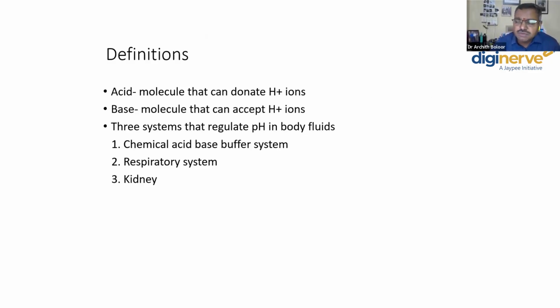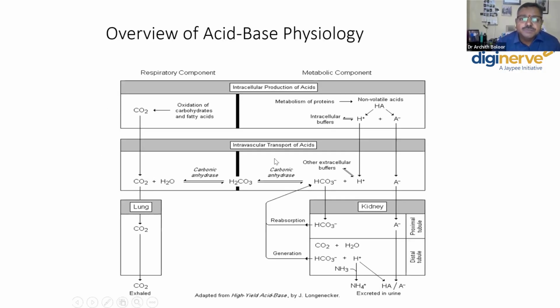The pH of the body and the body fluids, the blood or the interstitial fluid, is maintained by three important systems. One is the chemical acid-base buffer system. This is the primary, active buffer system that is in place. Then you have the respiratory system and the kidney, which come into place whenever there are certain abnormalities. They come in to compensate. So these are the main things that we go on to.